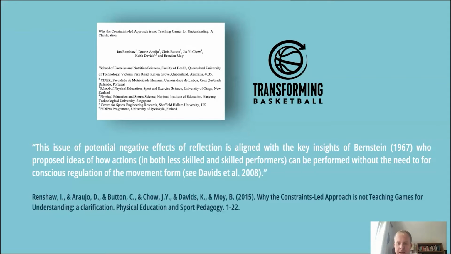Let's go back to the paper now, and I want to unpack this segment because it can be a little bit challenging to understand. The researchers wrote, this issue of potential negative effects of reflection is aligned with the key insights of Bernstein, who proposed ideas of how actions in both skilled and less skilled performers can be performed without the need for conscious regulation of the movement form. So what does that mean? Well, within a CLA, we don't want players to be consciously thinking about how to control their movement.